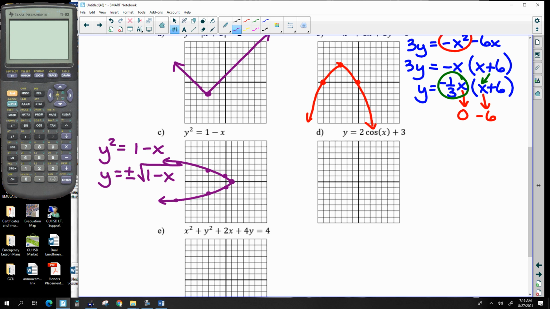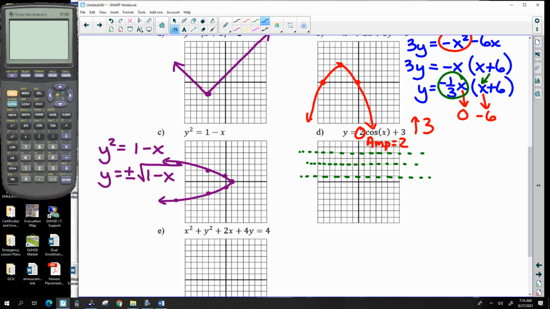Two cosine. All right, so this one, I don't know if you know how to graph stuff. This has an amplitude of 2, and this is up 3. From that, it's just a general cosine. So let's go up 3. Amplitude of 2 means it has a height of 2. So the top floor is up 2, bottom floor is down 2.